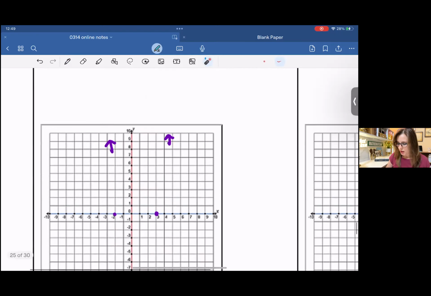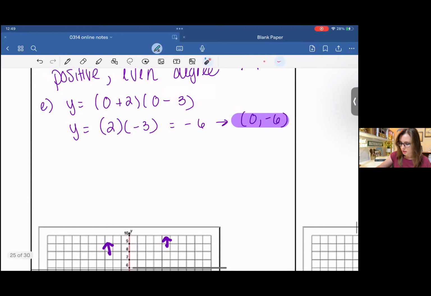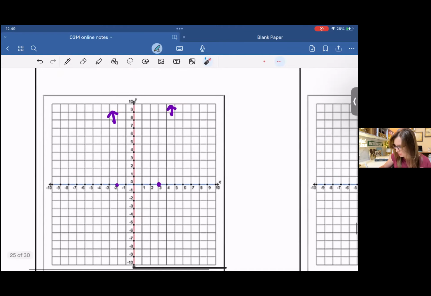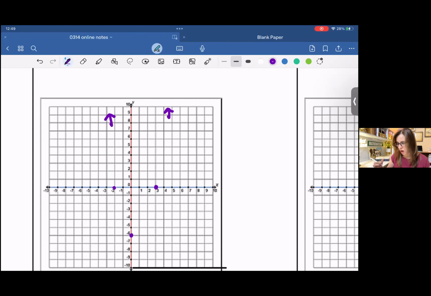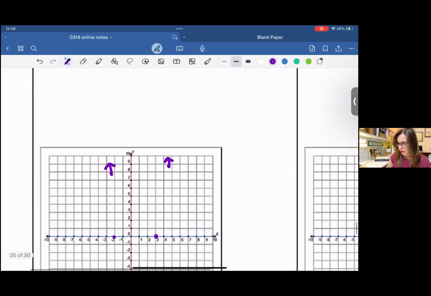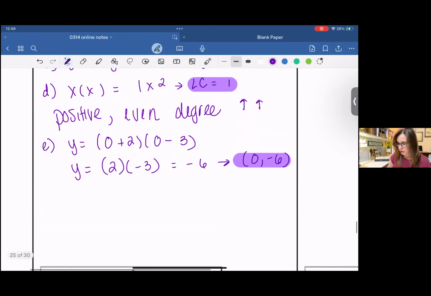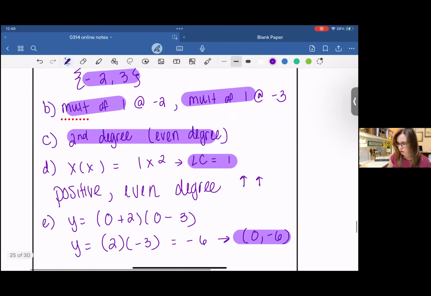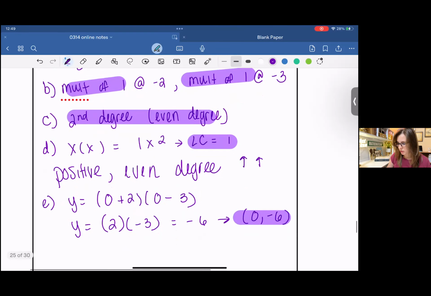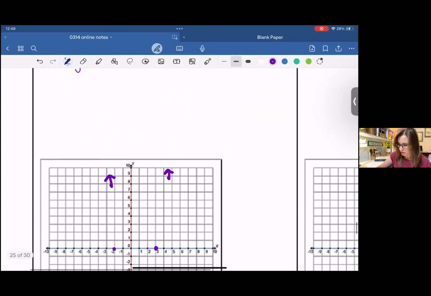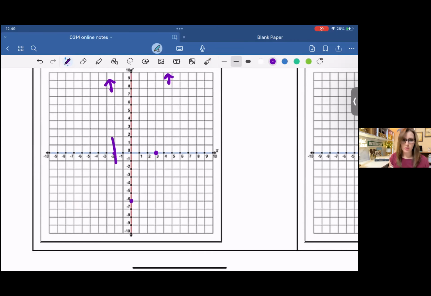So the y-intercept is 0, -6. And you don't have to do it in this order. It's just kind of how I would do it. And what else do we know? Multiplicity. These are multiplicity of 1. So that's going to be a linear type function. So that's a rough sketch.